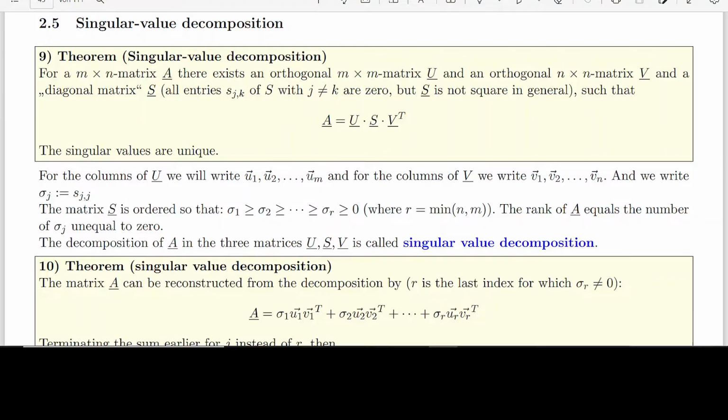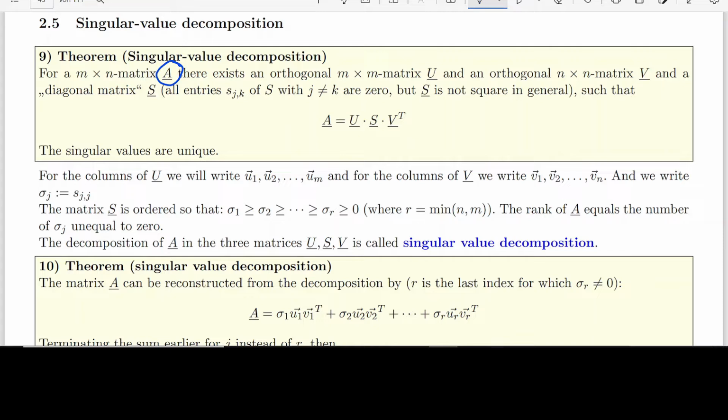Let's talk about the singular value decomposition. The abbreviation is SVD, Singular Value Decomposition. What is the singular value decomposition? Let's take some given matrix A and we want to decompose A.